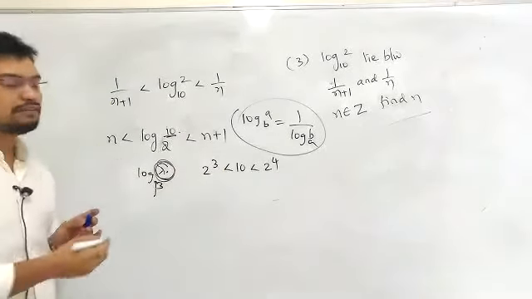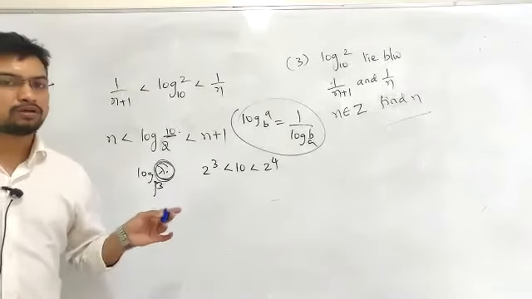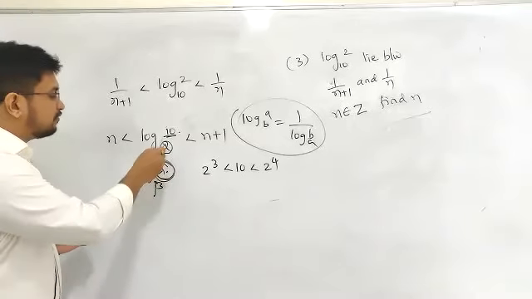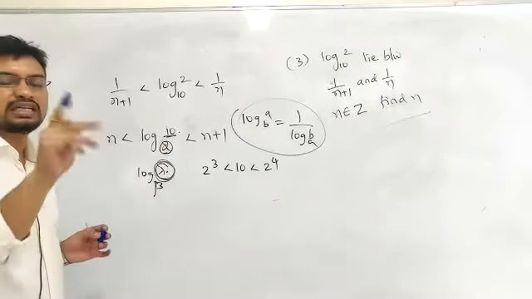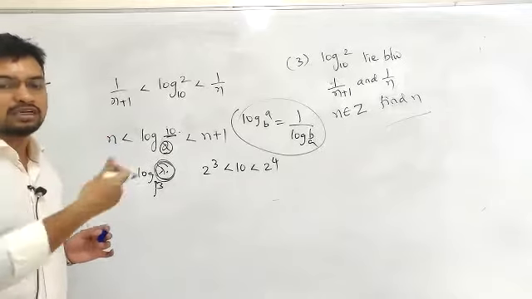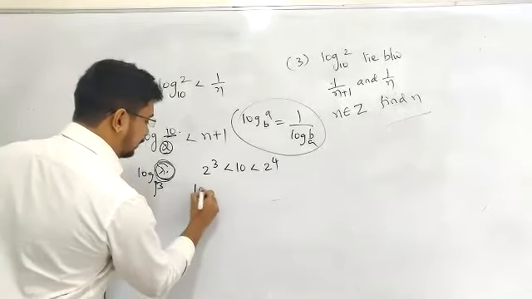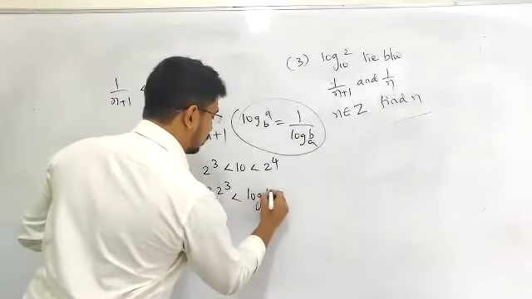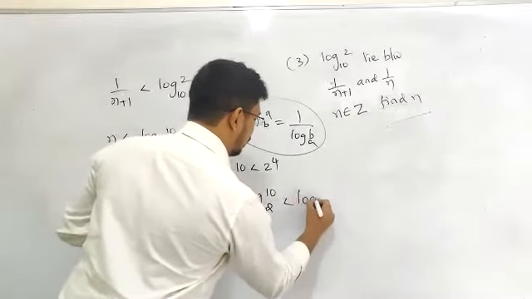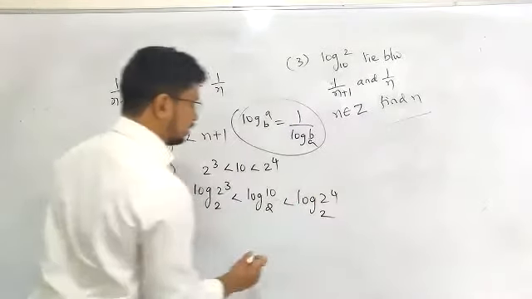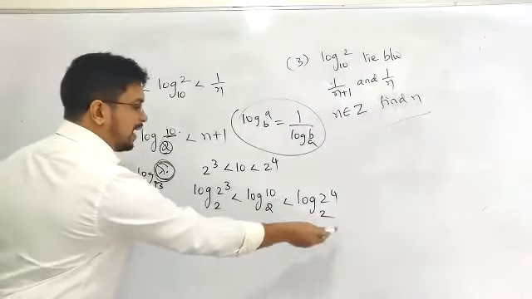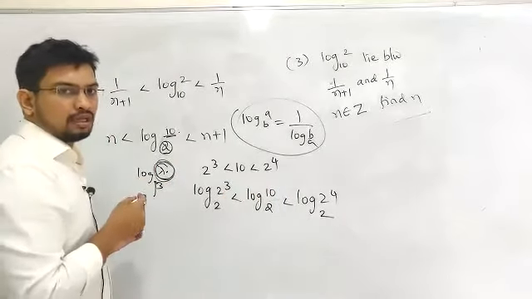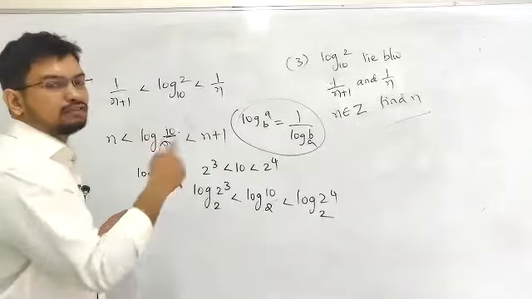It is a strictly increasing function: if the x value increases, the y value increases. Already we have seen that when the base is greater than 1, it has to be a strictly increasing function, and the inequality does not change. I'll apply logarithm throughout: log 10 to the base 2 is less than log 2 power 4 to the base 2. Since this logarithm base is greater than 1, the inequality remains the same. If the base is less than 1, you have to reverse the inequality.